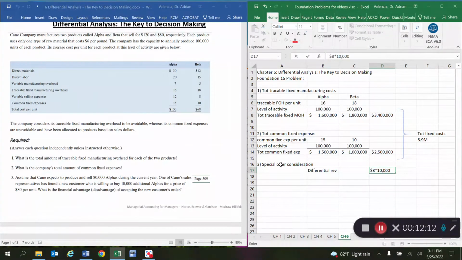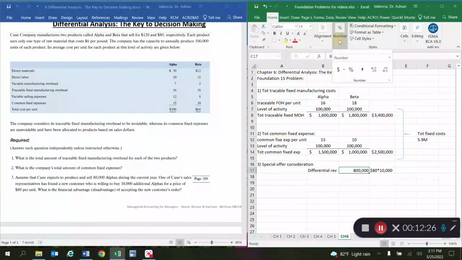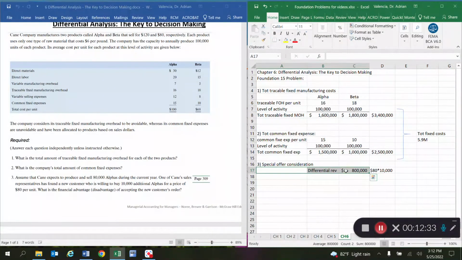So that's going to give us, oh, I'm sorry, not $8. It's $80 per unit, my bad. Okay, so that would give us a differential revenue or incremental revenue of $800,000. And that's the first thing we need to know. This differential revenue is the positive side of it.